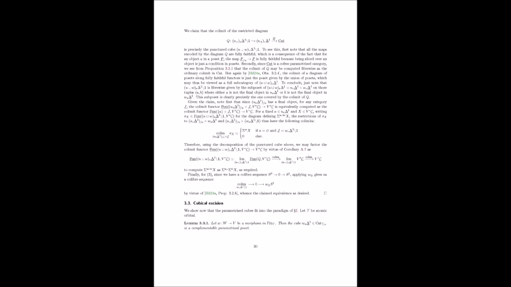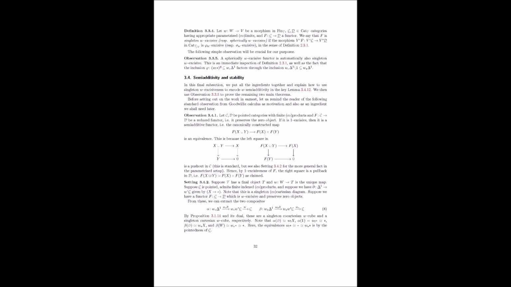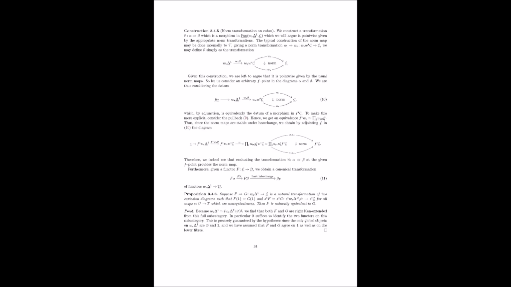Exactly. And based on these two types of cubes, we get two corresponding notions of excisiveness. We have singleton W excisiveness and spherical W excisiveness. So for a morphism WWV in Fent and categories C, D in Cat T with the necessary parameterized colimits, a functor F from C to D is singleton W excisive, or spherically W excisive, if the morphism VF, VC, AV, in Cat TV is singleton excisive or spherically excisive, respectively.